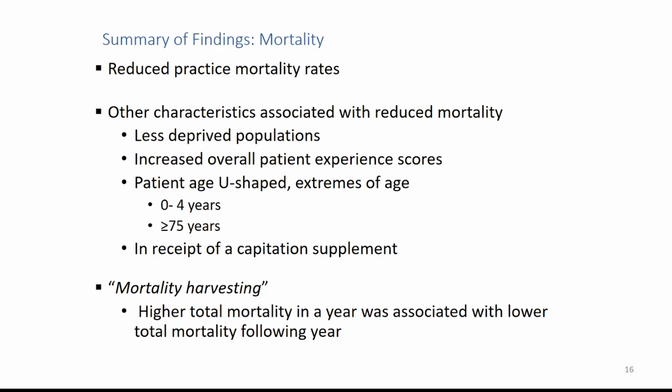And then finally, mortality harvesting: higher mortality in a year was then associated with lower mortality in the following year, because your most vulnerable patients would have died essentially.